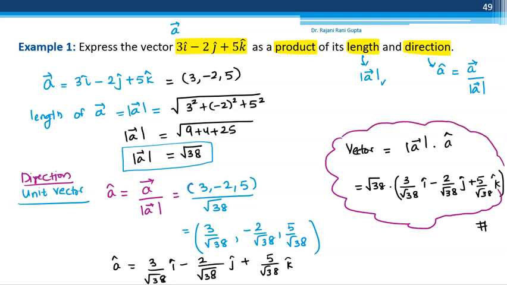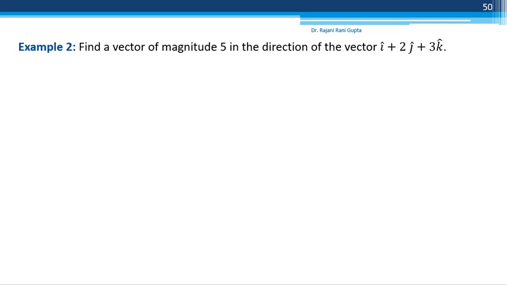Clear? Now, let's solve another question similar to this. In this question, they want a vector of magnitude 5 in the direction of this vector. So let's say this vector is A. But the magnitude is already given to be 5. So from the given vector, you need to find only the direction. How will you find the direction? You will find the direction by using A cap, which is A bar over the magnitude of A.